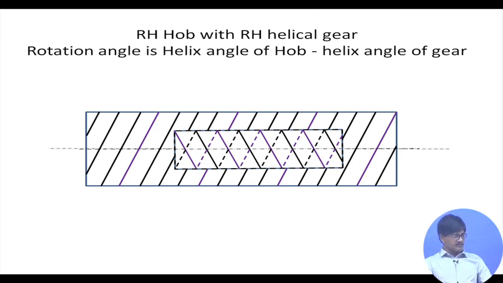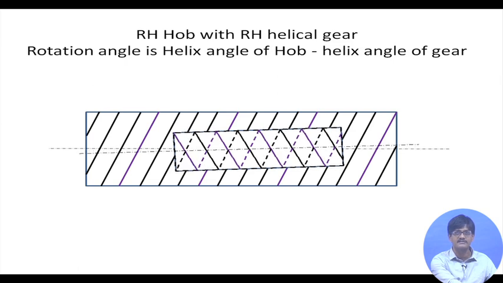Okay, another combination: right-handed hob with a right-handed helical gear. Here the teeth appear to be almost aligned, and if their helix angles are equal, they will be perfectly aligned, but that might not be the case. The helix angle of the hob might be 2 to 3 degrees or something like that, while the helix angle of the gear might well be different. So the angular rotation ultimately is the difference in these helix angles. See the slight amount of rotation which is required to make these teeth exactly get aligned with the gear teeth. That's it. So it's a difference which has to be the amount of rotation.